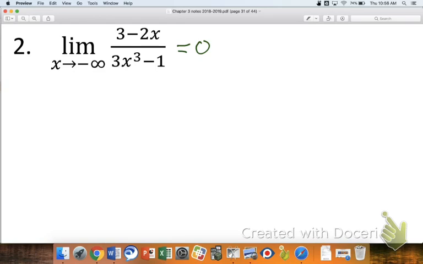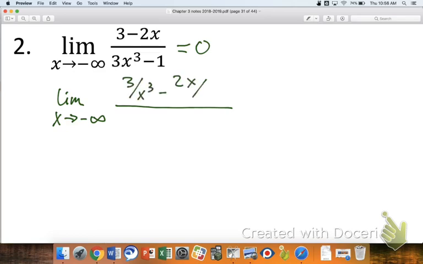And here we go. So what I'm going to do is identify the degree of the denominator. And the degree of the denominator, of course, is 3. So I'm going to divide everything through by x to that degree. So it's going to be 3 over x cubed minus 2x over x cubed, over 3x cubed over x cubed minus 1 over x cubed.